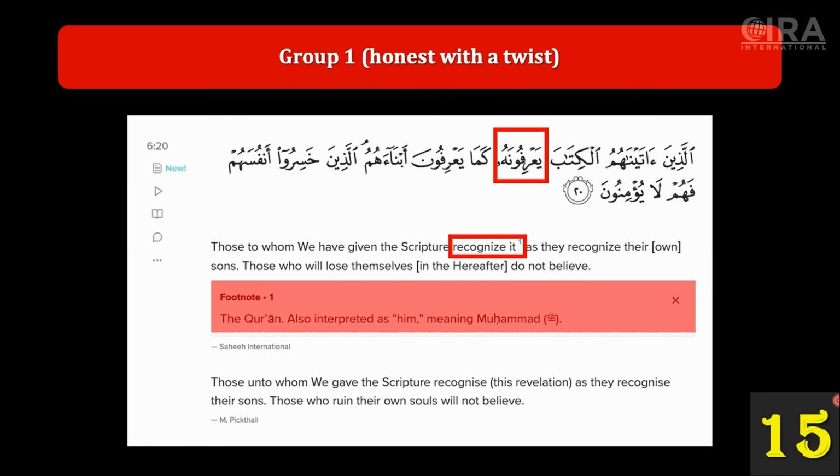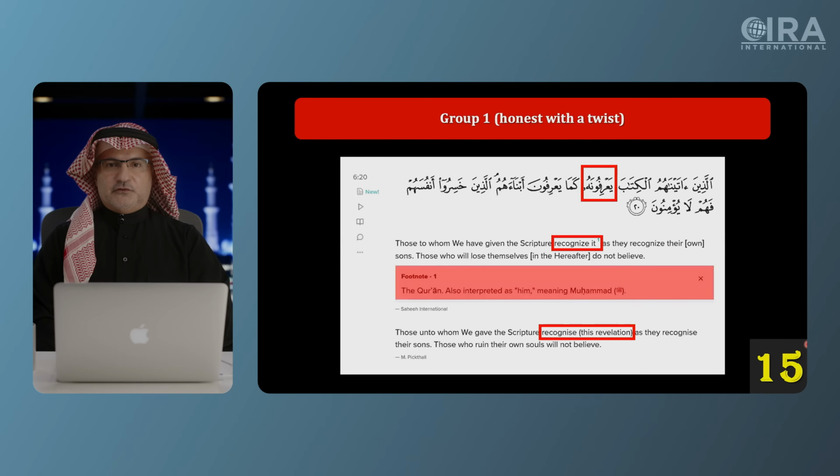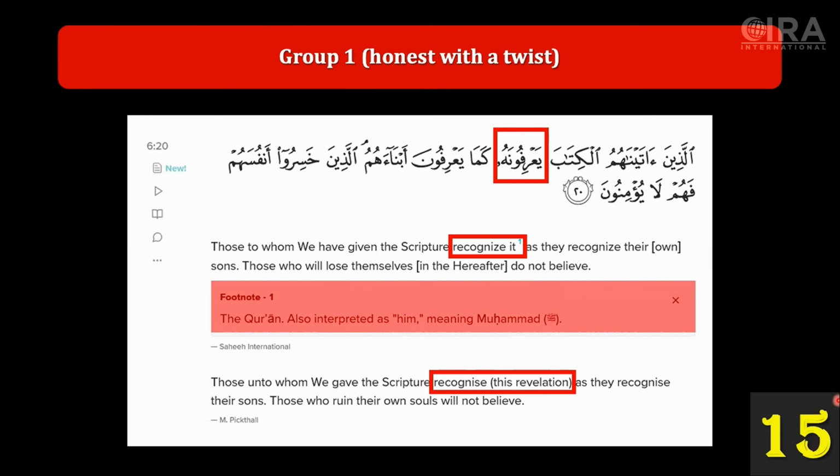Right. And then here, Pickthall, he says, recognize this revelation. This is just fraud. I think you agree with me. Yeah, of course. I mean, I'm not really so sure why don't they at least stick to the kitab, the book, at least, if they want to go that far. Yeah, because you can make multiple assumptions. They don't want that. They just want to lock you into the sin, into the Quran.